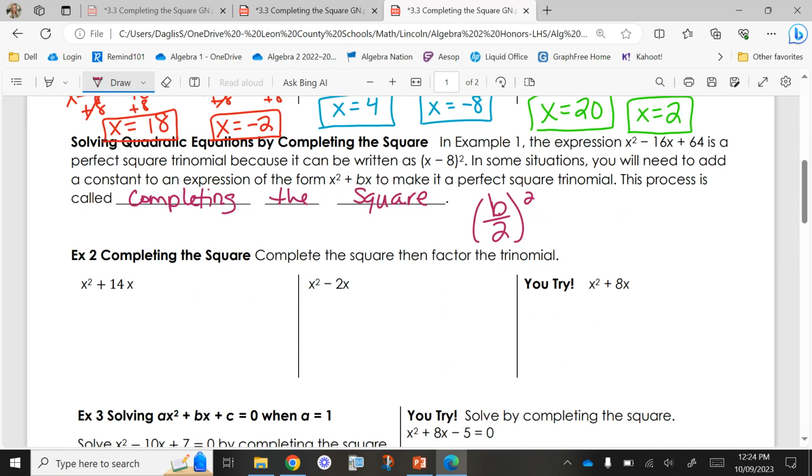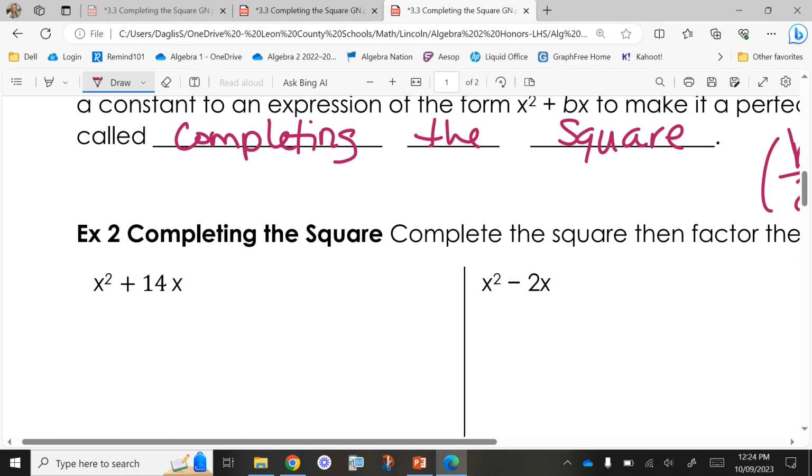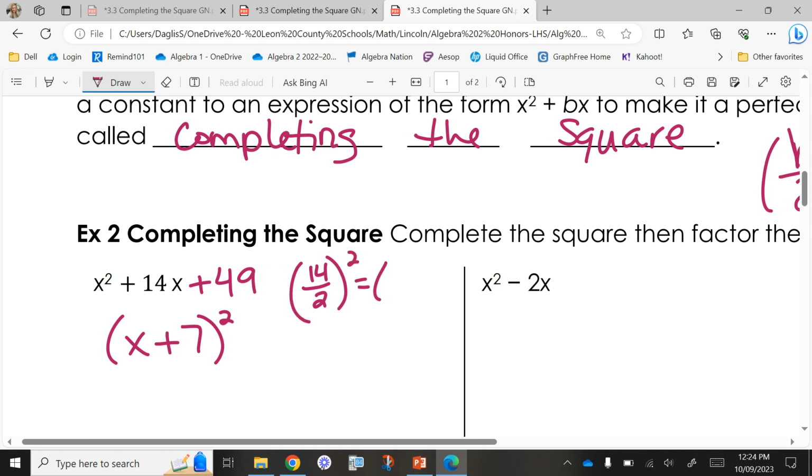So if I need you to complete the square and then factor it, x squared plus 14x, what's the missing square? 49, good. Do we have to put equal? Now I have to factor this. So how is this going to factor? X plus 7 squared, good. Again, we did 14 divided by 2, which is 7, and we squared it. 7 squared is 49.